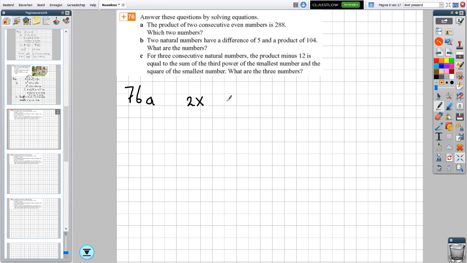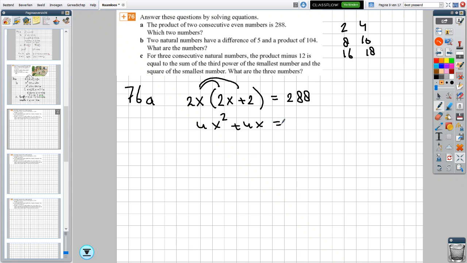The product of two consecutive even numbers, well, product means we have to multiply. What's the next consecutive number? Let's say this is 4, then the next one is 6. Let's say this is 12, then the next one is 14. Consecutive means opeenvolgend, right? So 2 and 4, 8 and 10, 16 and 18. So if the first one is 2x, then the next one would be 2x plus 2, right? And this is a product, and I have to multiply that 2 as well. So I have to write it down like this. And this has to be equal to 288, which gives us 4x squared plus 4x equals 288.